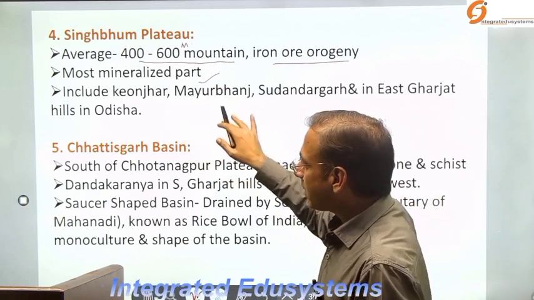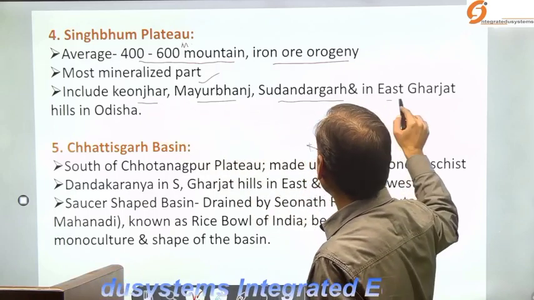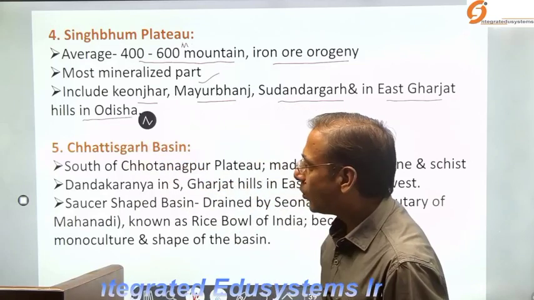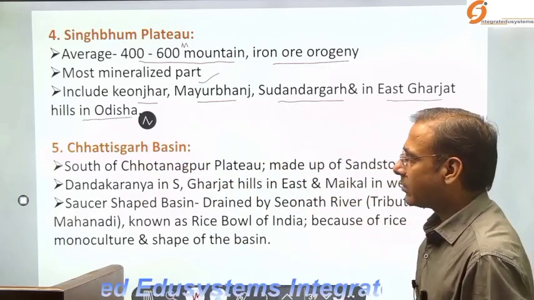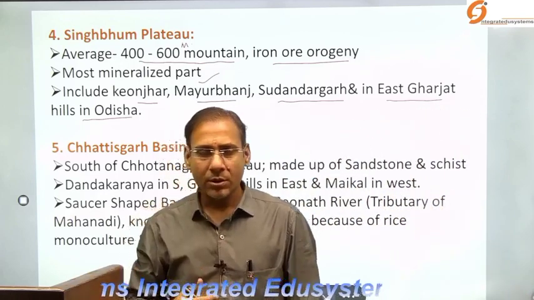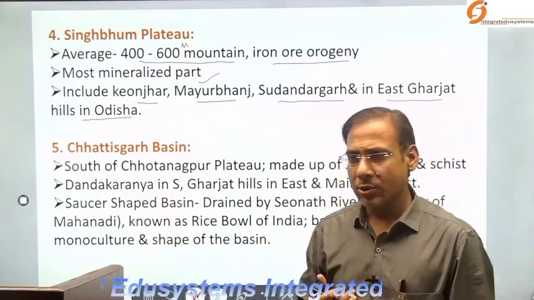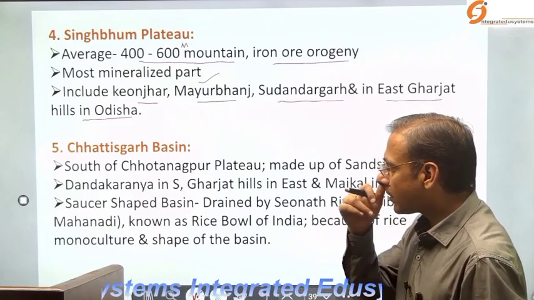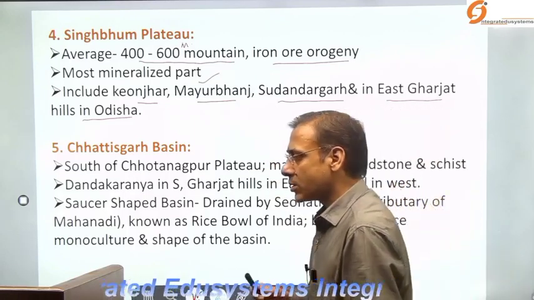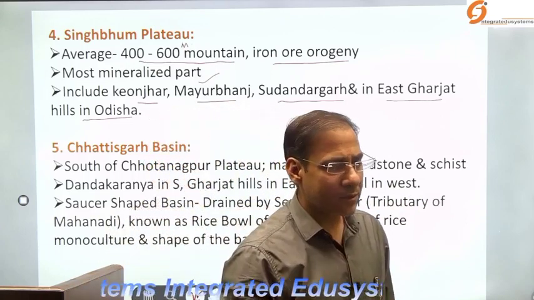And this region is extended in the Odisha region: Keonjhar, Mayurbhanj, Sundargarh, and in the east there are the Garjat Hills in Odisha. तो इसका अगर आप देखेंगे सिंहभूम region, it does not lie only in Jharkhand but extends into Odisha. ये जो क्योझर देख रहे हो, it is not in Jharkhand, it is in Odisha. Mayurbhanj is in Odisha, Sundargarh is in Odisha, and the Garjat Hills are in Odisha. So you must mark the Garjat Hills on the atlas.